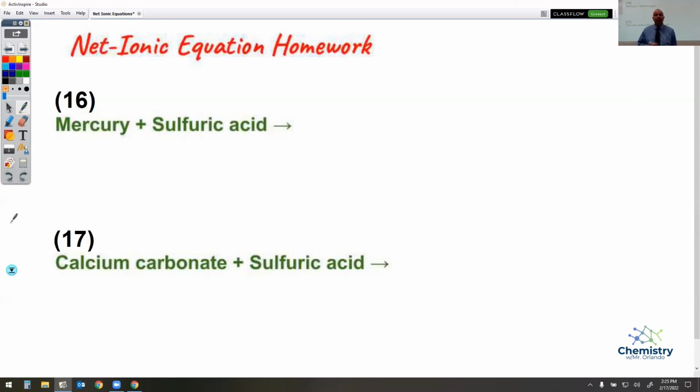We have mercury plus sulfuric acid. In the homework assignment, it tells you to use mercury 1 as the ion of choice on the product side. So we're going to form mercury 1 sulfate, and if we have a look at our activity series, the other product from this is going to be hydrogen gas.